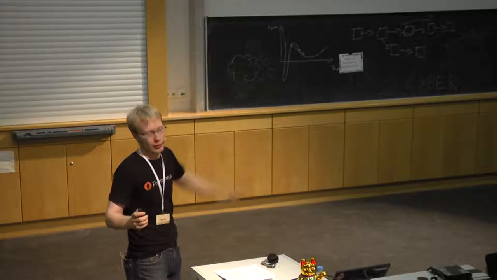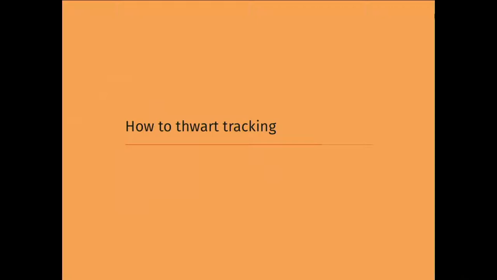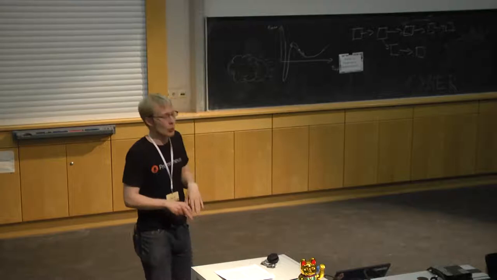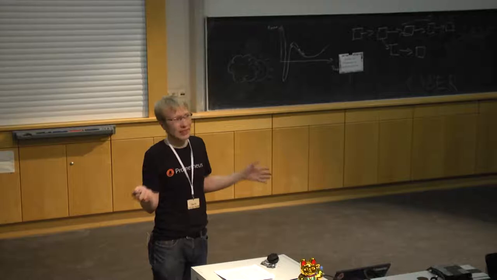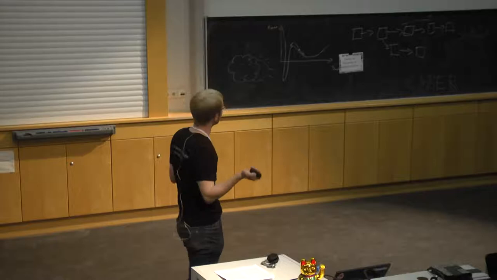Okay, we have spoken a lot about how to track bitcoins, which is especially easy if you have transactions with small outputs and small input numbers. But now the question is, maybe we want to use Bitcoin and maybe we want to keep some of our anonymity. What can we do about it? Are there possibilities? And the answer is, there actually are some.